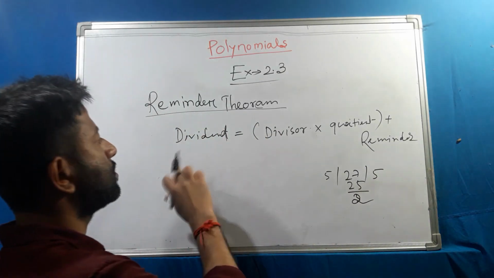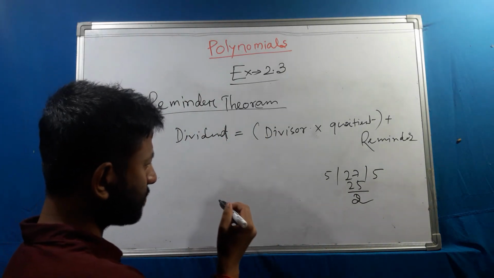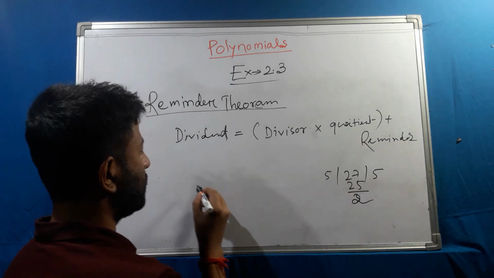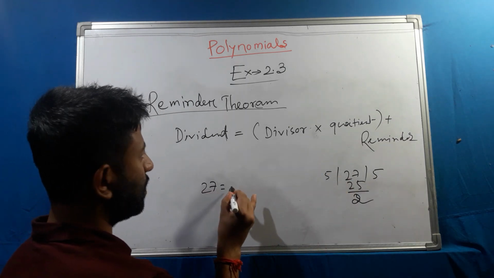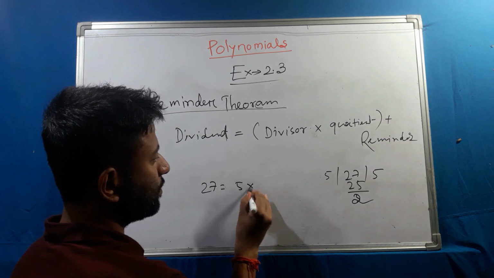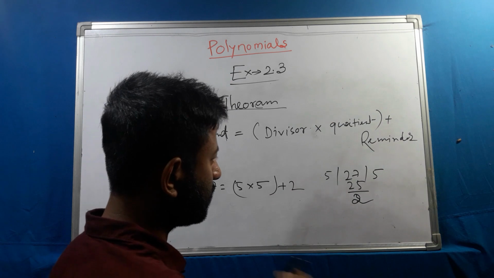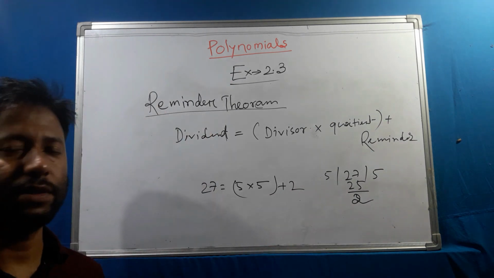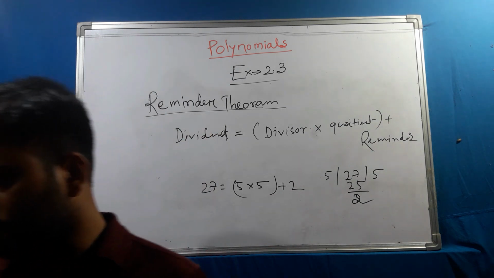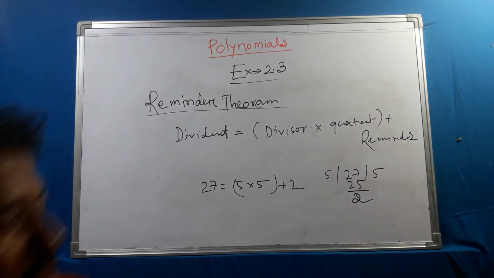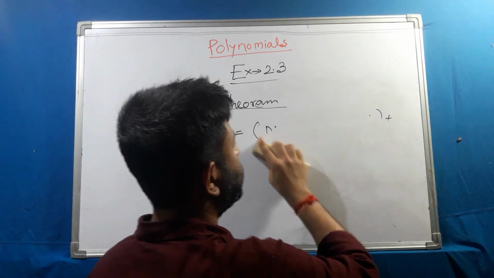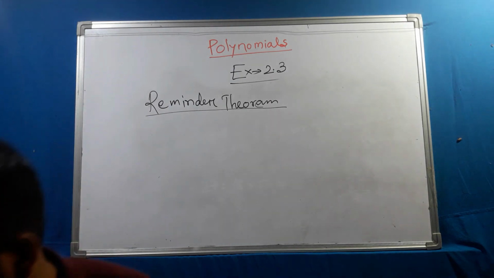So according to this, what is the dividend? Dividend means 27, so 27 equals what is coming? Divisor, that is 5, and quotient is 5, plus remainder, that is 2. So depending on these things, this remainder theorem is coming. What is the remainder theorem? If you write it, it's like this.